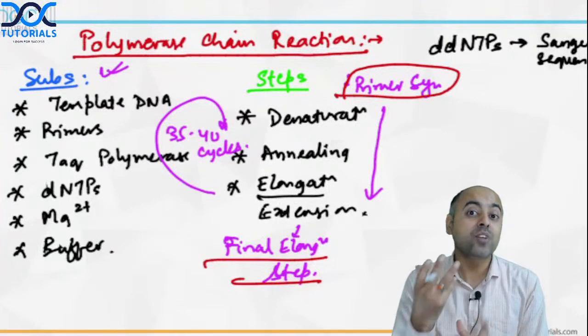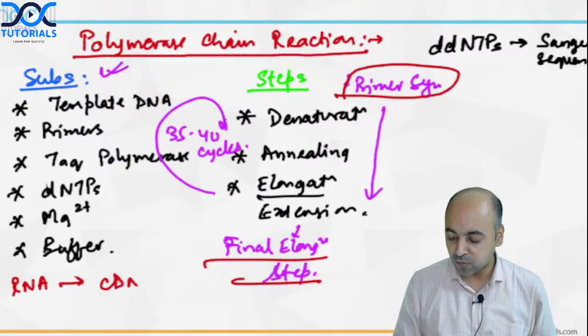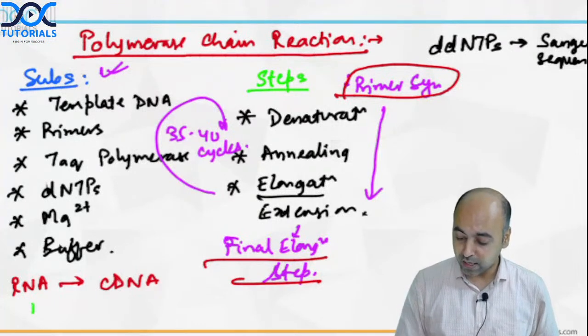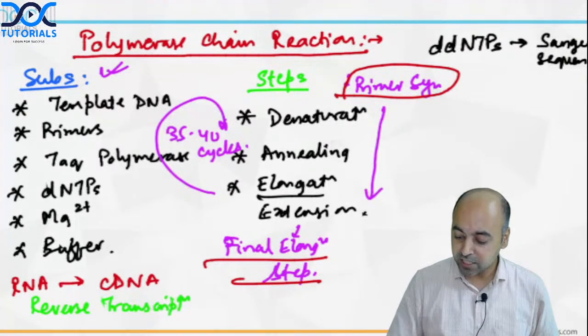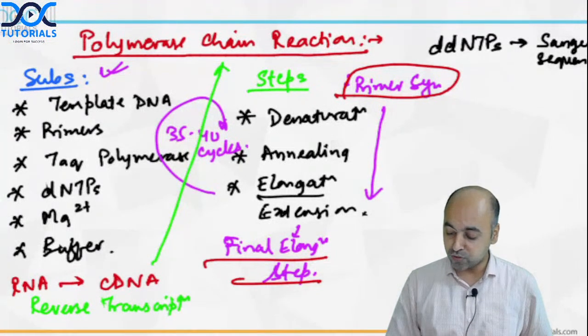The PCR is done with DNA. So if you're dealing with RNA, this RNA has to be first converted into DNA. Typically it is converted into the complementary DNA. This process is known as the reverse transcription. Once the cDNA has been formed, it can be used for the polymerase chain reaction. The whole process is known as RT-PCR.